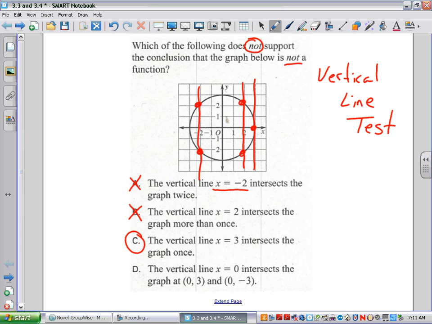Well, let's check out choice D just to be sure. Choice D reads the vertical line x equals 0 intersects the graph at (0, 3) and (0, -3), and that's going to be true. X equals 0 is this line right here, and it intersects at (0, 3) and (0, -3). So that's twice as well. So it's, again, not D. The answer is C. Again, that's called the vertical line test.